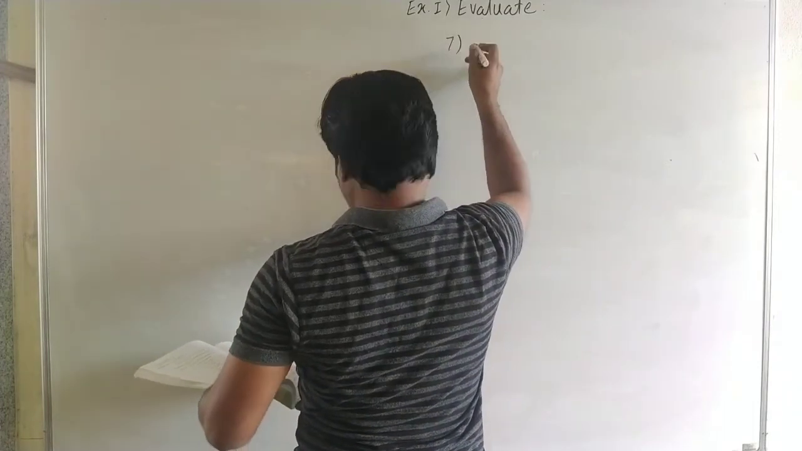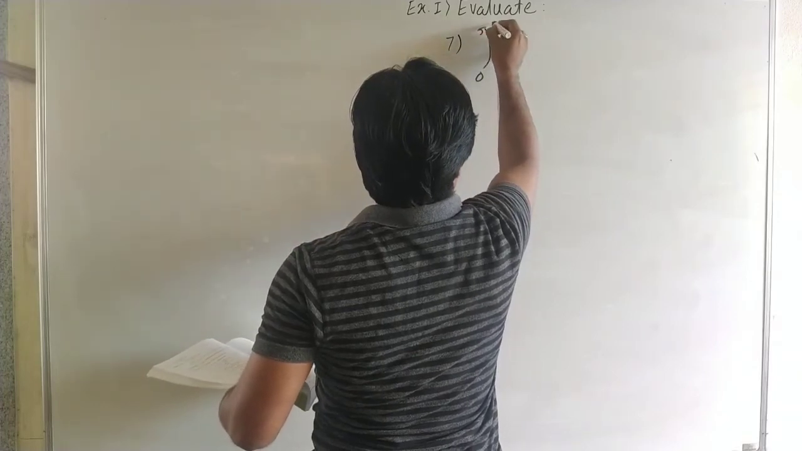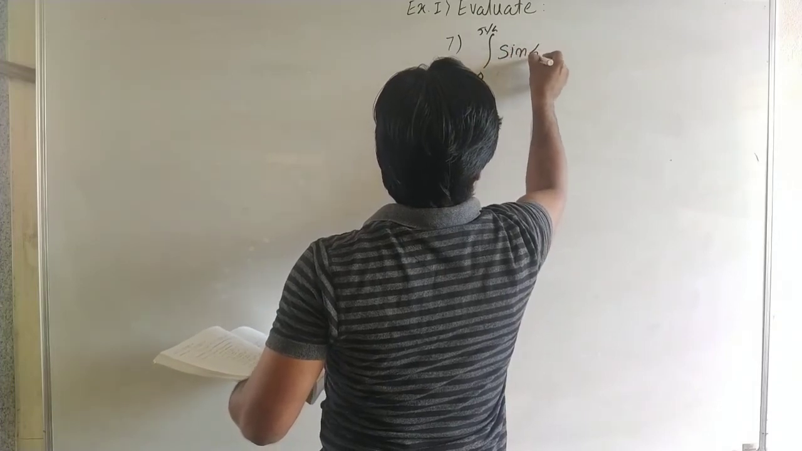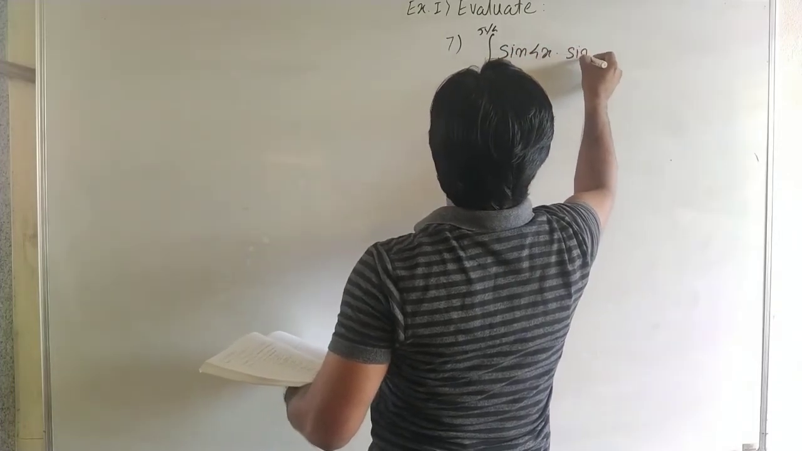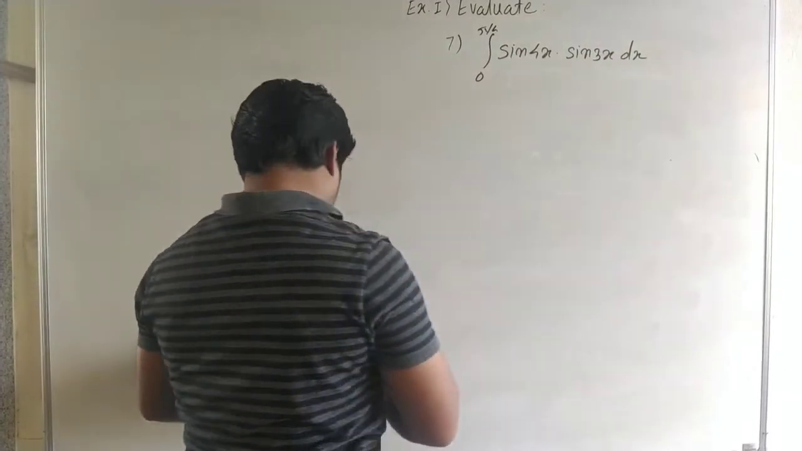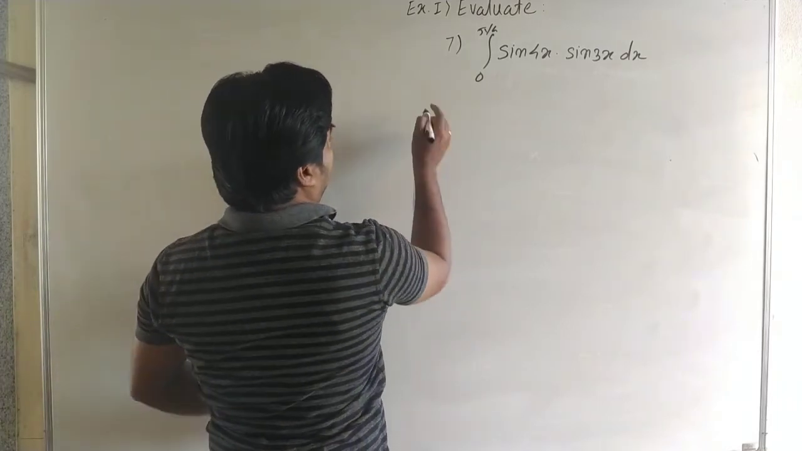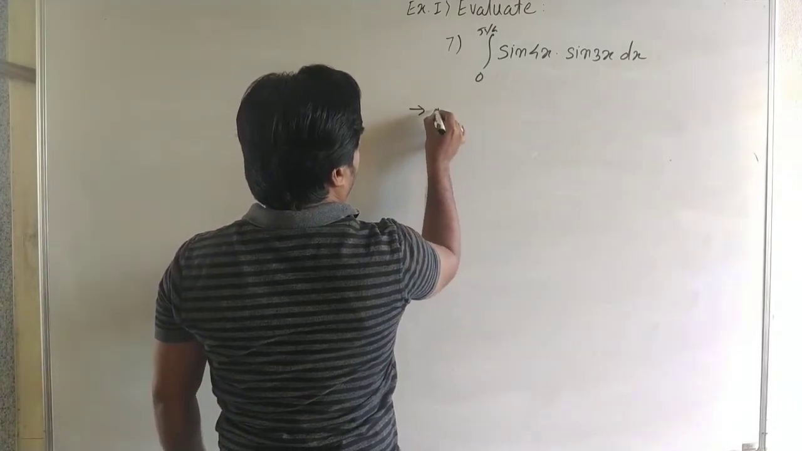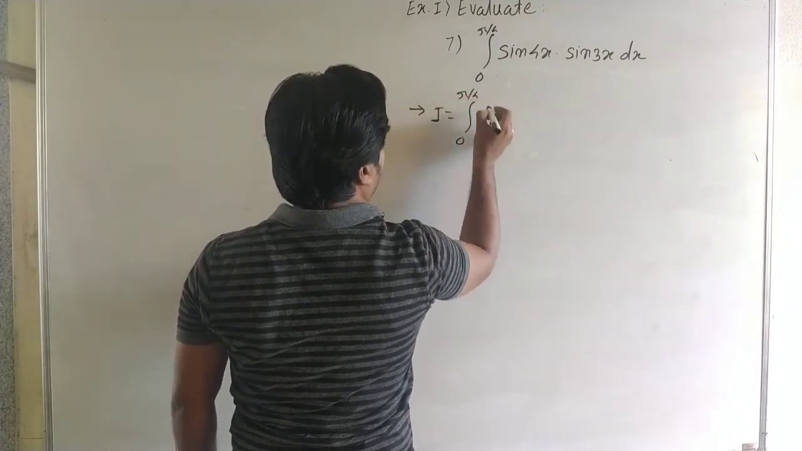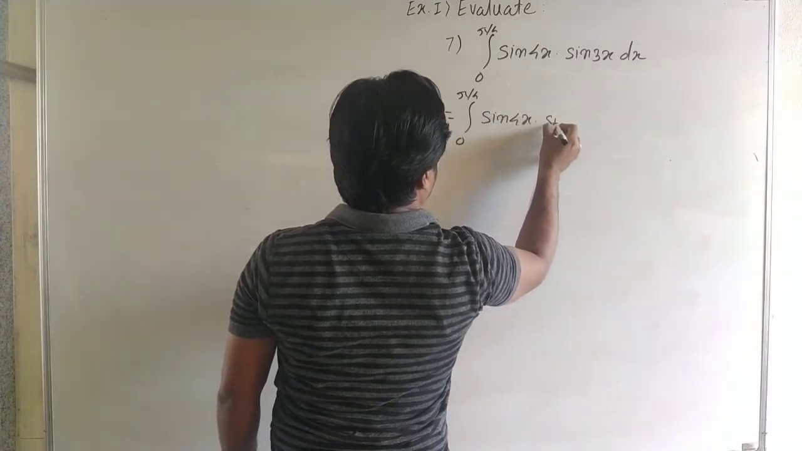Example number 7. Integral 0 to pi by 4 sin 4x into sin 3x dx. Now integral 0 to pi by 4 sin 4x into sin 3x.